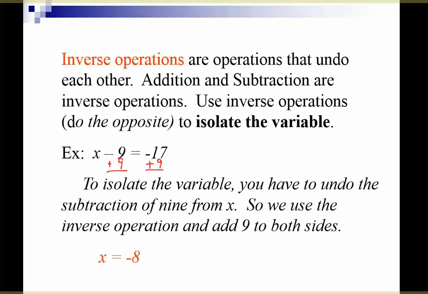Okay, the negative 9 and the positive 9 would cancel out. And then the negative 17 plus 9, notice that that's a war problem. The negatives win, and they win by negative 8. So that's how we're getting x equals negative 8 down here.